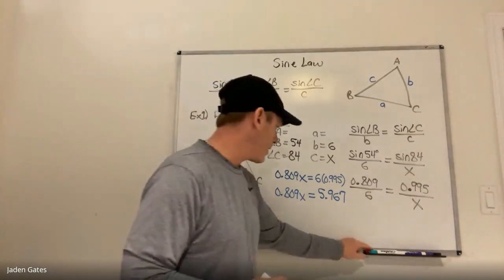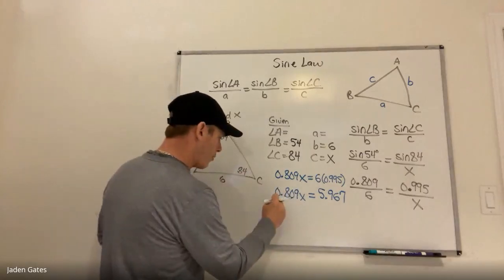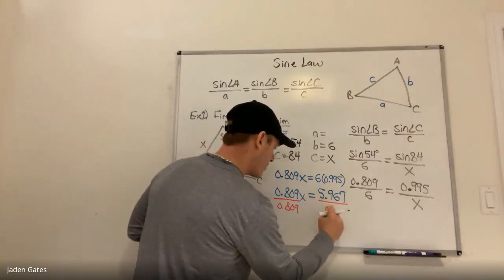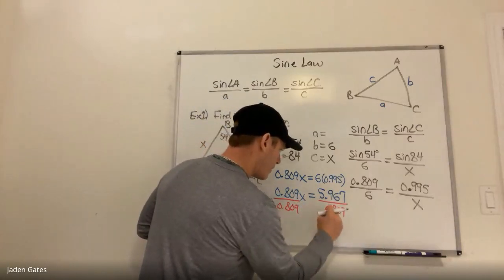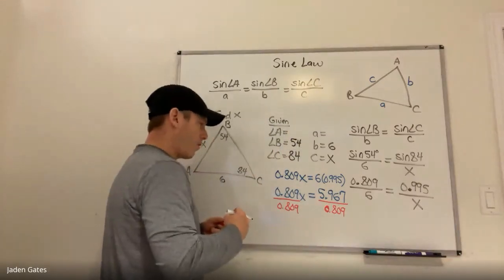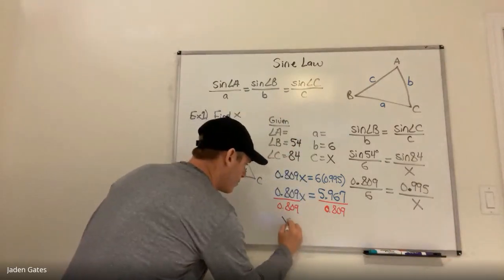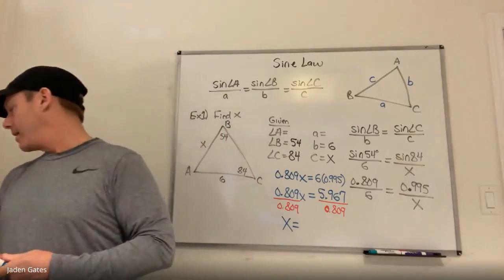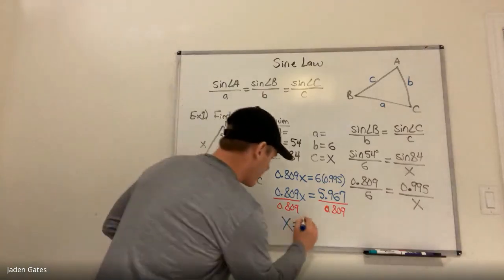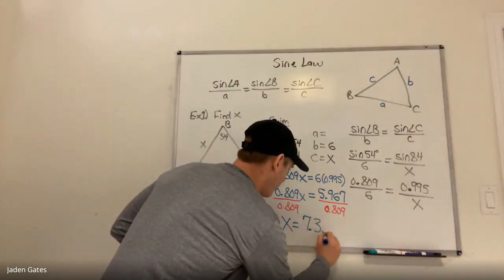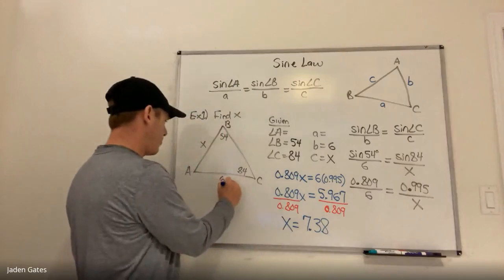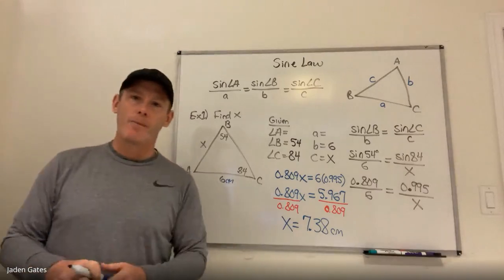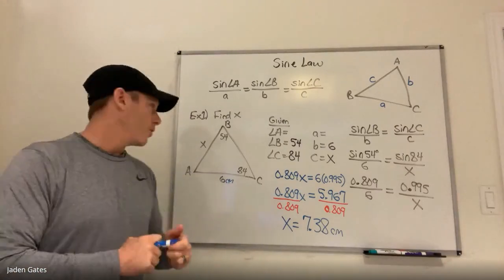And not quite done yet because I have to divide by my numerical coefficient on both sides. That's a 0 there. There we go. All right, and it looks like my x value, I take 5.967, I divide it by my 0.809, and I'm getting 7.38, and I better put some units on it, centimeters. And there we go. So very similar to how I've been doing everything today, or all the time.